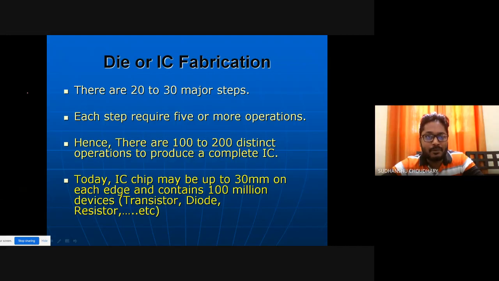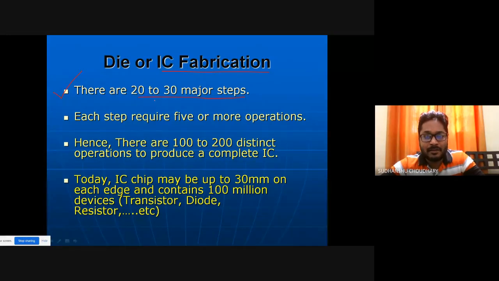Then after you obtain your wafer, you do some processing steps on the wafer, that is etching and polishing. The wafer is ready for IC fabrication. Now in IC fabrication, there are 20 to 30 major steps.